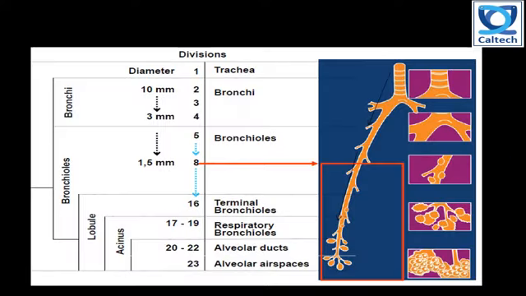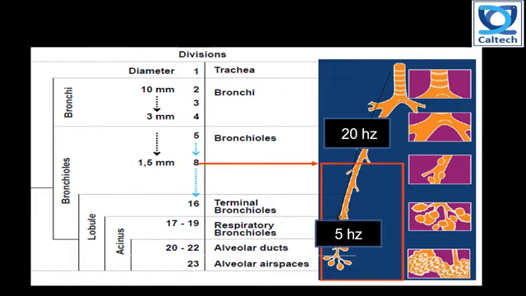Now let's take a look at the different generations of airways over here. There are 23 generations of airway, and if you send a frequency of 20 Hz, it can travel till the bronchioles, till the 8th generation. When you send a low frequency of 5 Hz, it can travel all the way from the trachea till the alveolar spaces, that is till the 23rd generation.